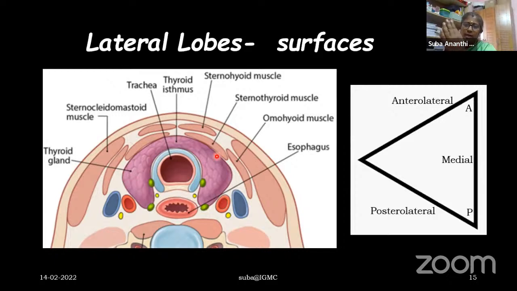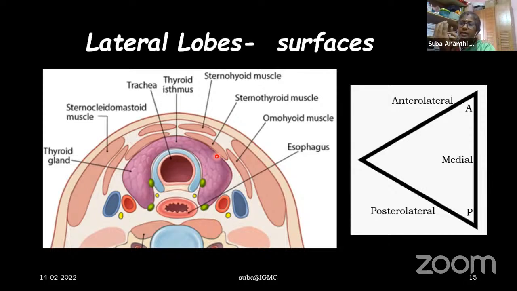So we have an anterolateral surface, otherwise called the superficial surface. In some of the textbooks, it will be given as the superficial surface alone. You have anterolateral or superficial, we have the posterolateral surface, and an important surface, the medial surface. Now this little finger will come as the anterior border. So this anterior border separates the medial surface from the superficial surface, otherwise anterolateral.